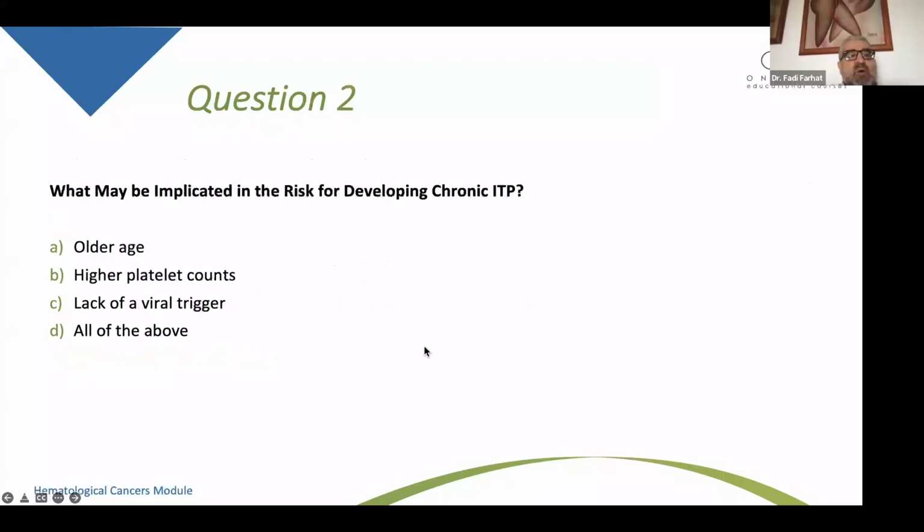Now the second one: what may be implicated in the risk of developing chronic ITP? Is it older age, higher platelet count, lack of viral trigger, all of the above? And remember, these questions are retrieved from important sources. So is it the older age, the higher platelet count, lack of viral trigger, all of them? What might be implicated in the risk of developing chronic ITP?